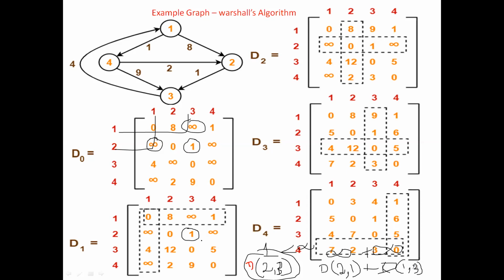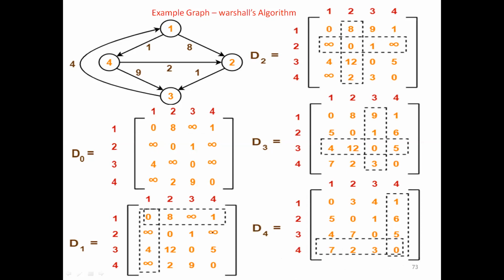Okay, I'll tell another example. Next thing we have to fill this one. We have to fill D of 2, 4. So what will I do? D of 2, 4. Then I will include 1 between 2 and 4, right? So D of 2 comma 1 plus D of 1 comma 4.